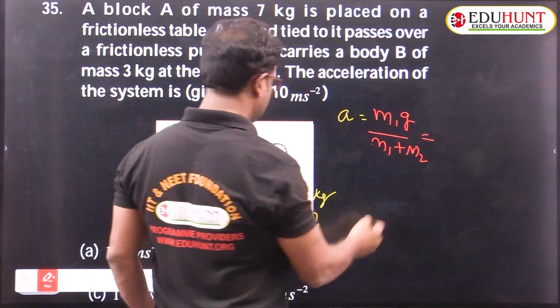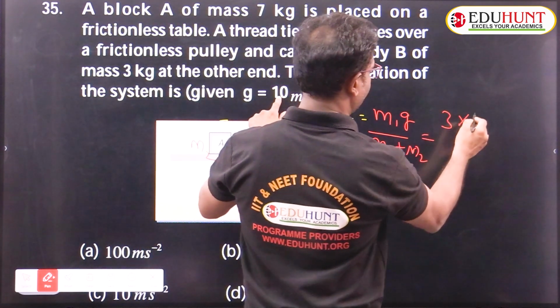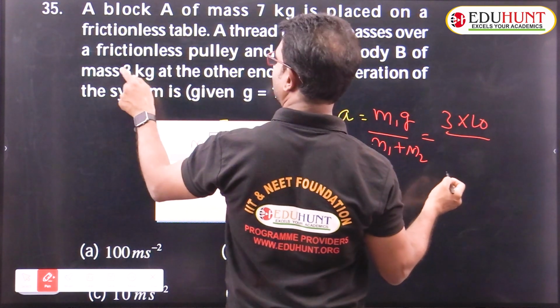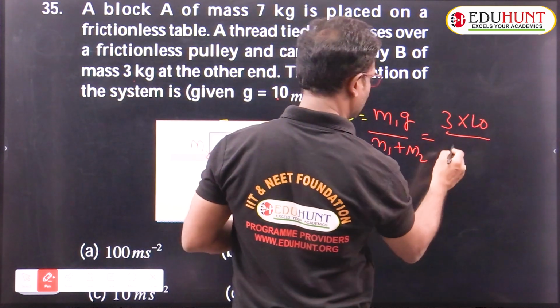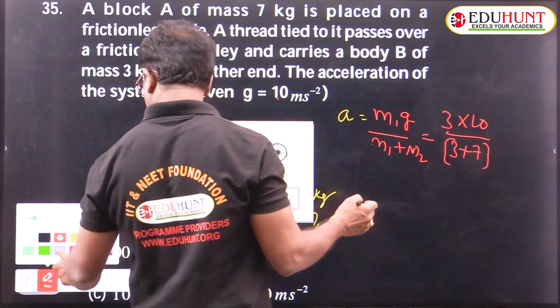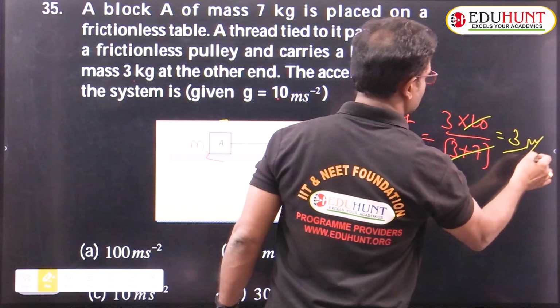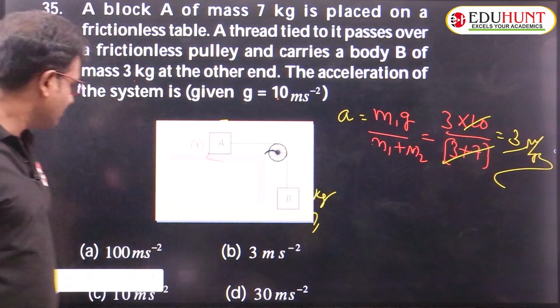From this I can say m1 is 3 kg. So 3 into g, which is 10, by m1 plus m2. m1 is 3, m2 is 7, so 3 plus 7 is nothing but 10. So this 10 gets cancelled and we are left with 3 meter per second square. So straight away, it's a direct formula substitution.